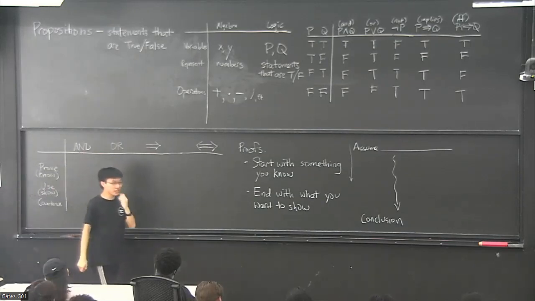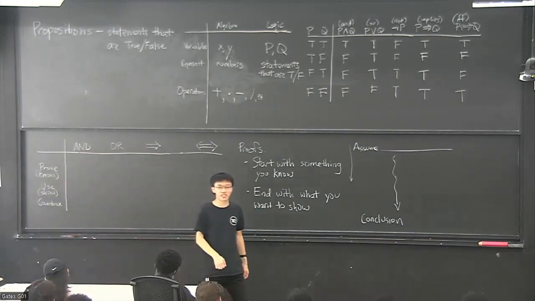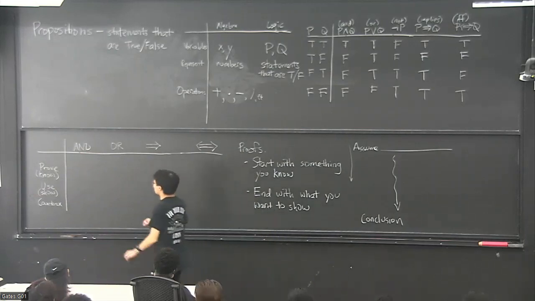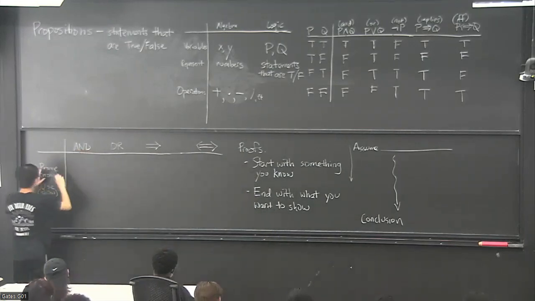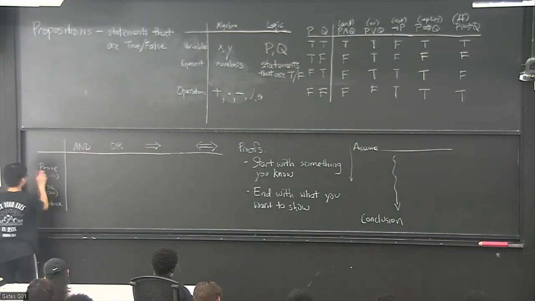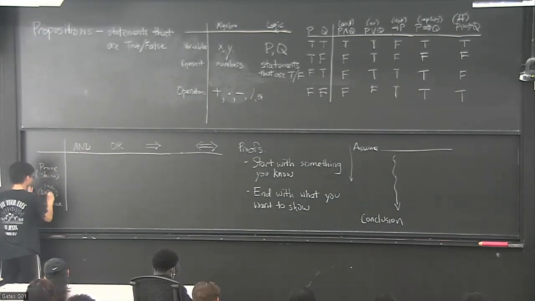So let's say you have an and statement and you want to, this is backwards. If you want to prove, you want to show, you want to use, this is something that you know.